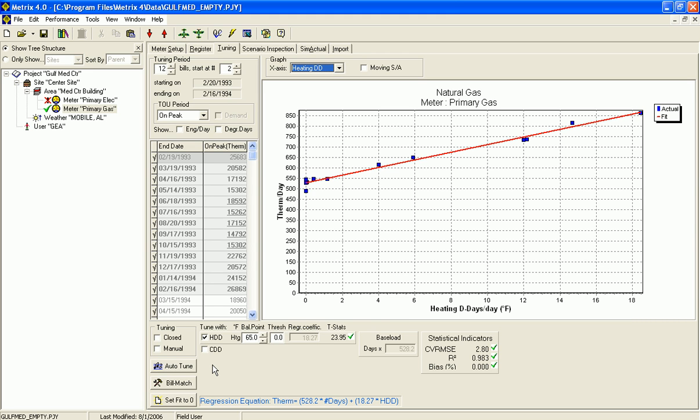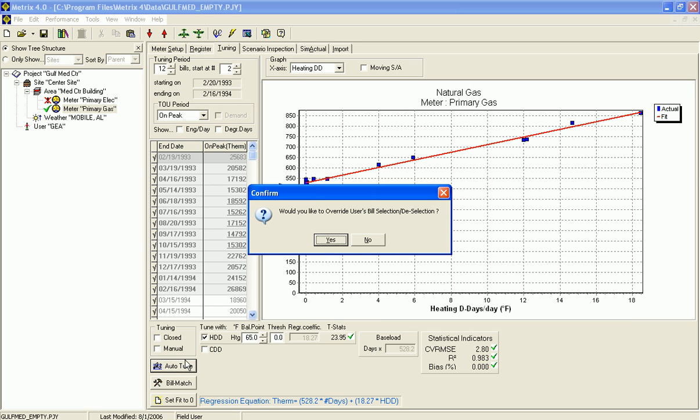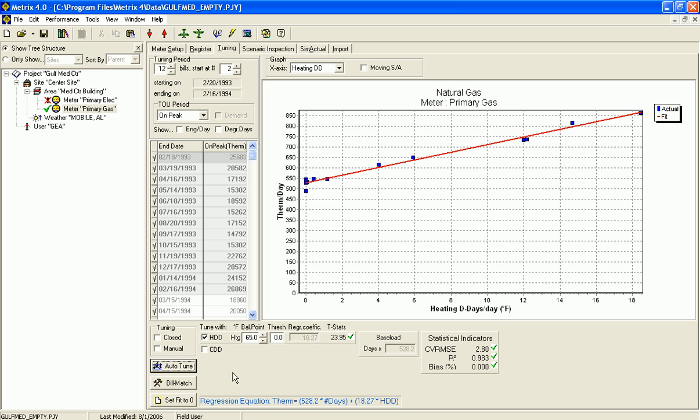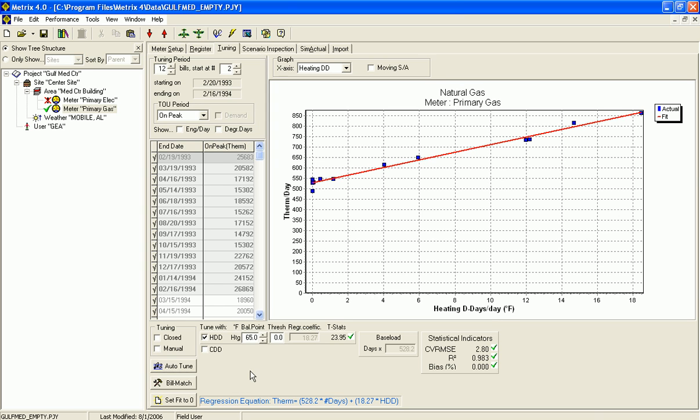To do this, let's select the auto-tune icon under the Tuning tab. A window pops up asking us if we would like to override the user's bill selection or deselection. Select Yes. And we can see that Metrix has come up with the same regression equation as we did manually.